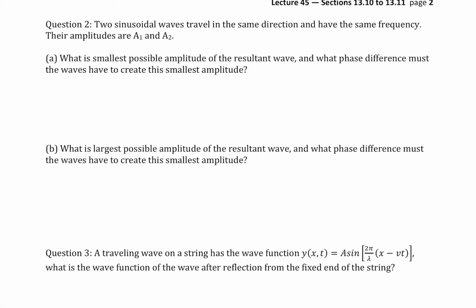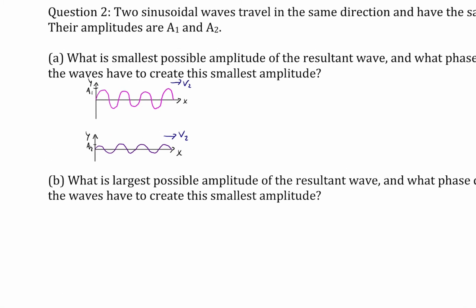What is the smallest amplitude of the resultant wave, and what phase difference must the waves have to create this smallest amplitude? Okay, because they're traveling in the same direction, they have the same frequency, so they're going to coexist, right? So here are the two waves: wave 1 with amplitude 1, wave 2 with amplitude 2.